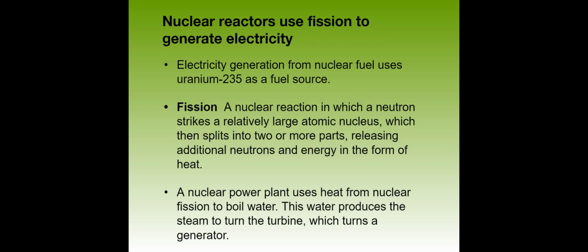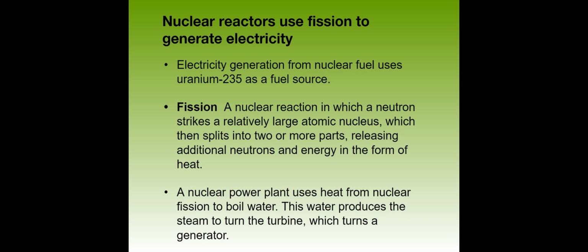Now, let's talk about the science of it. Nuclear reactors use fission to generate electricity. You take uranium 235, a radioactive isotope of uranium. In fission, they throw a neutron at it and it splits apart, and that splitting apart releases huge amounts of energy.